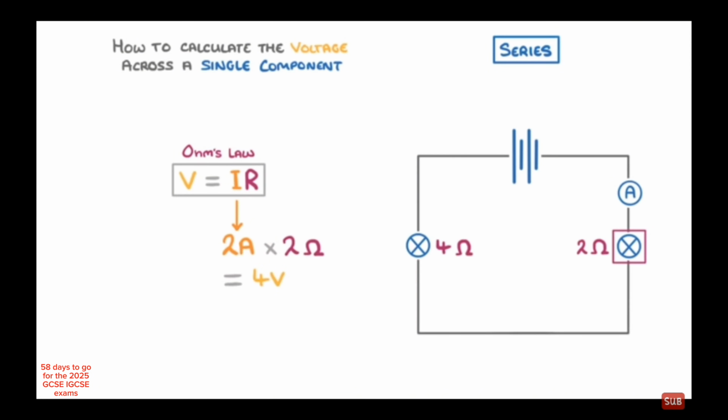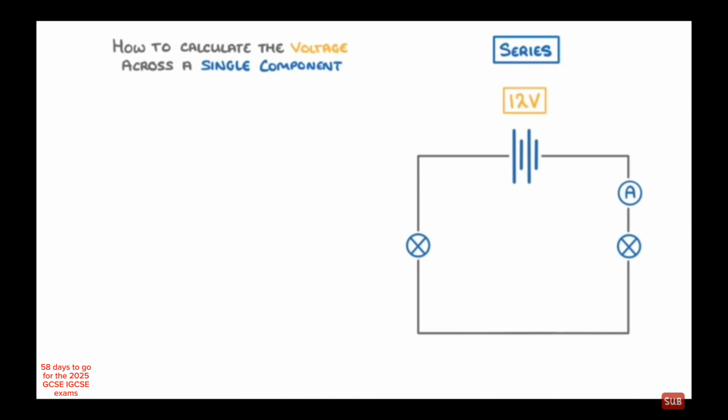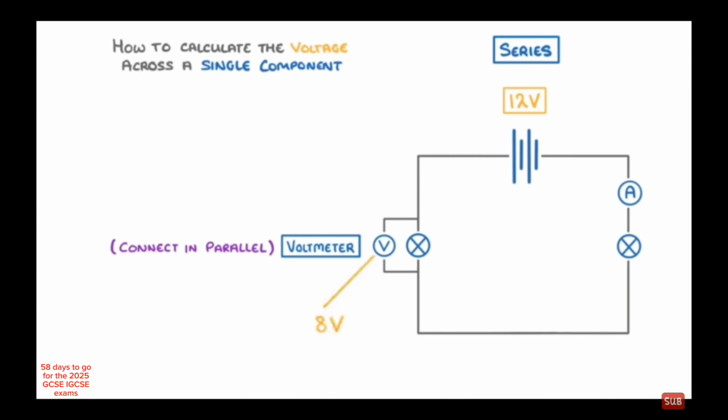To find the voltage across the other component, we could do the same thing again, or because we know that the total voltage must be the same as the battery, which was 12 volts, we can just do 12 minus 4 to find that this other lamp must have a potential difference of 8 volts. Or if you don't like maths, the final way we can find the voltage is just to use a voltmeter, which we connect in parallel across the component we're looking at. So this one would give us a reading of 8 volts. Even though voltmeters are in parallel, we'd still treat the overall circuit as being series.